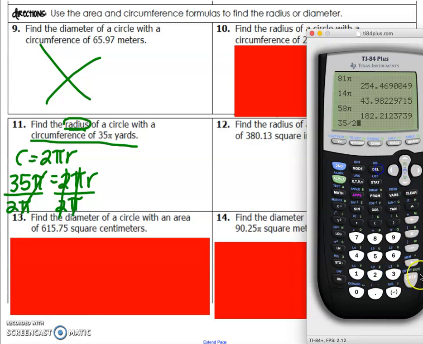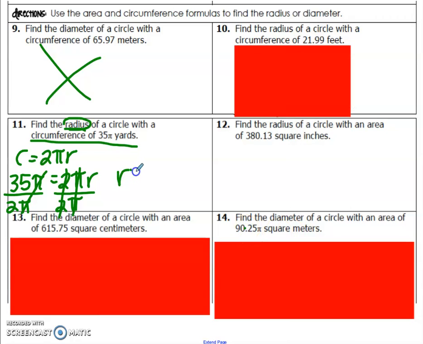Oops. 17.5. So your radius, 17.5. Now your units are yards because radius is a length.